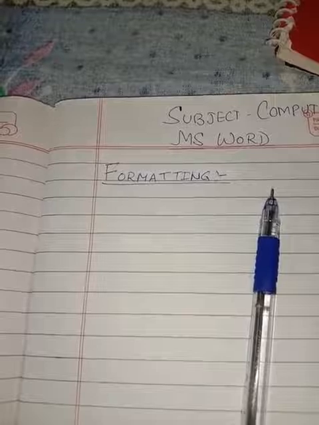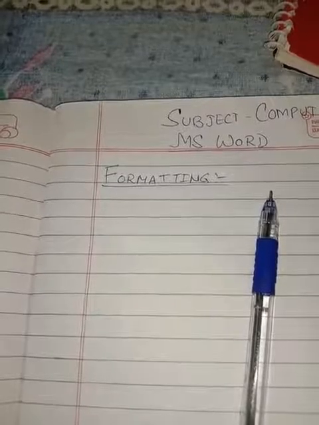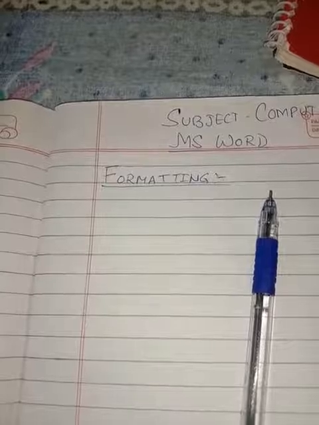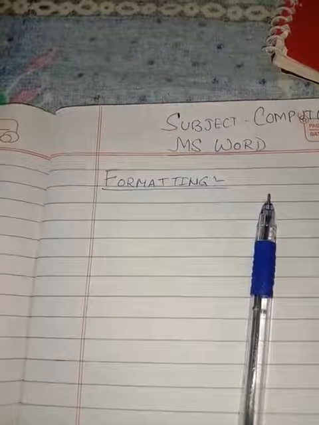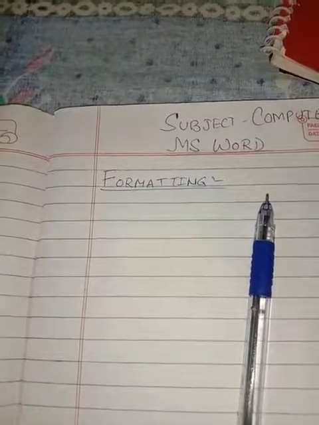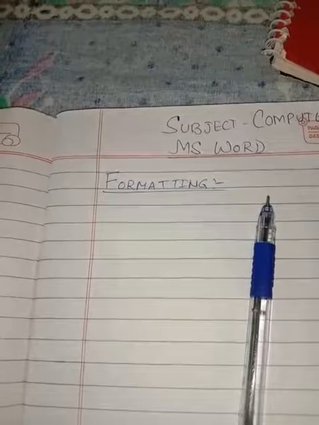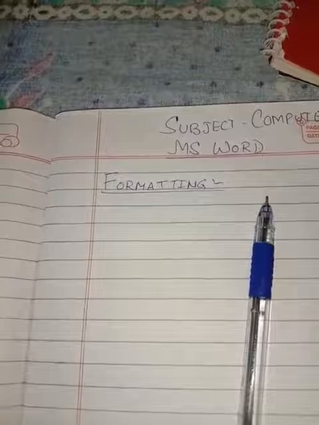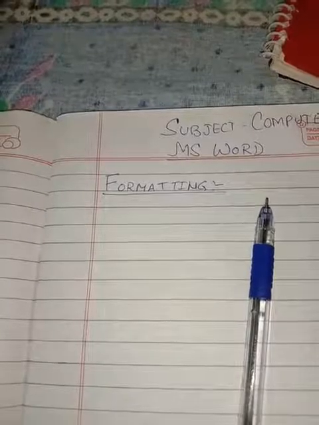Page Up and Page Down keys are used to move the cursor up and down the screen. The Home key is used to move to the beginning of the line. The End key brings the cursor to the end of the line. Ctrl+Home moves to the beginning of the document, and Ctrl+End to the end of the document.